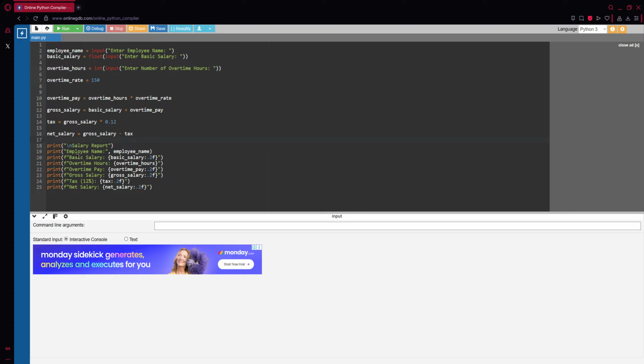The deduction calculates the tax as 12% here, the 0.12. That's the tax. And next, the net pay. It computes the net salary by subtracting the tax from gross salary. And the output displays all monetary values formatted to 2 decimal places.